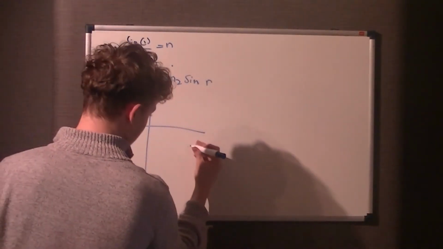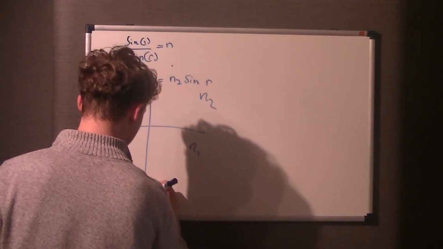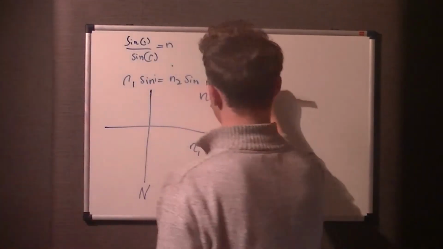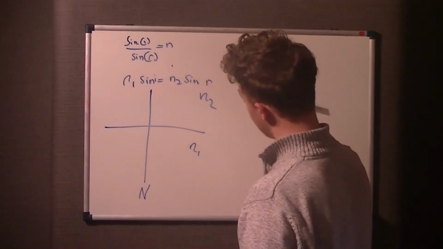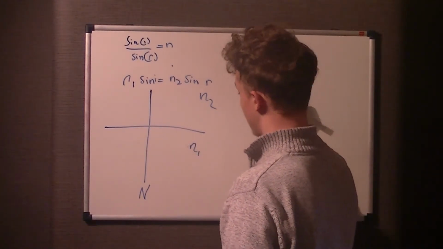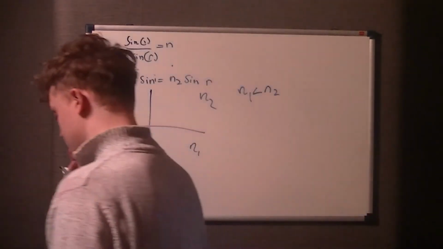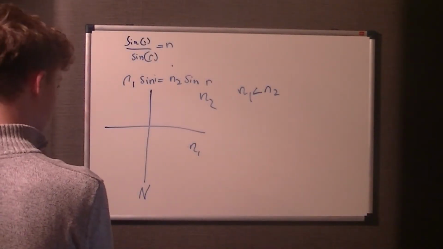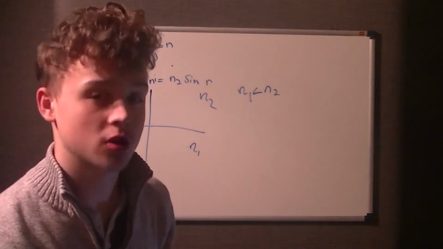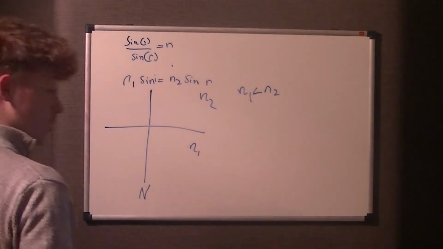I'll draw a diagram here. This is N1, N2, and then this is the normal. So let's assume that it's going into material with higher refractive index. So N2 is greater than N1. So total internal reflection can't happen here, which I will explain in my next video, but it can't.